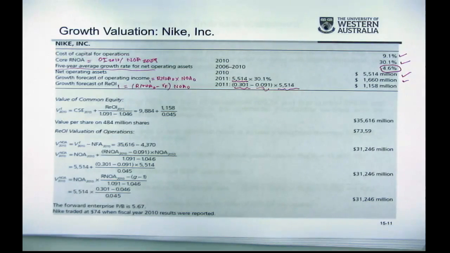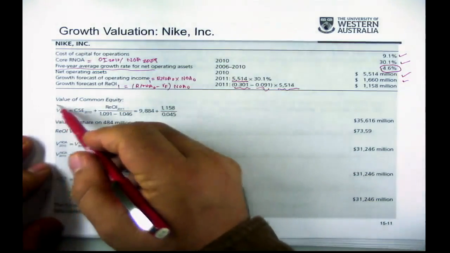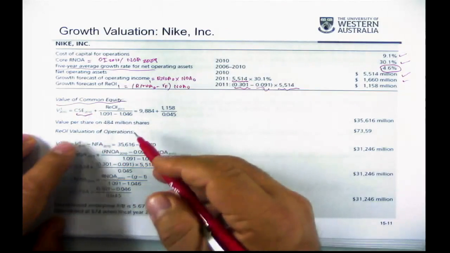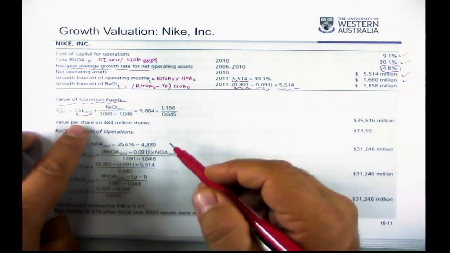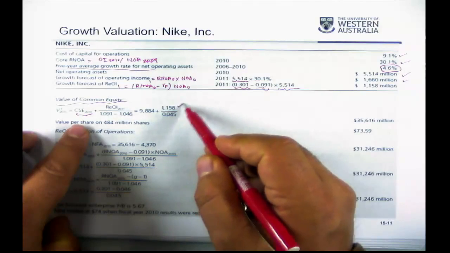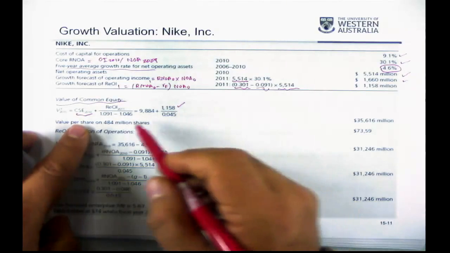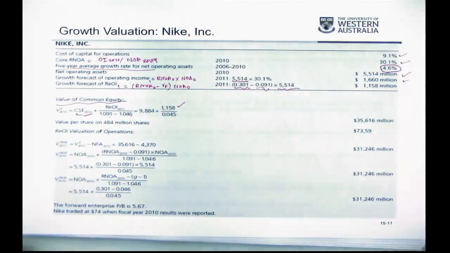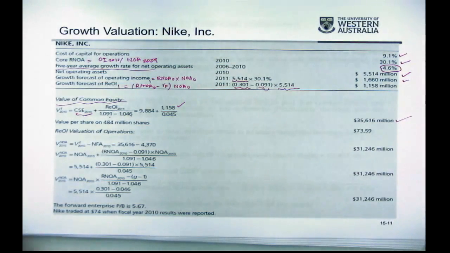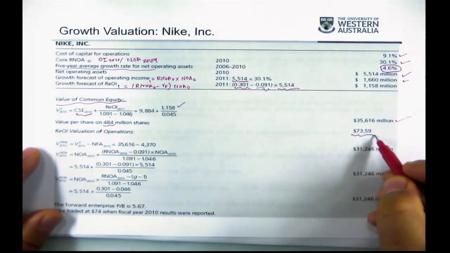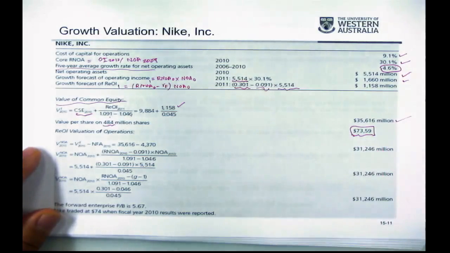According to this assumption, the value of the common equity is equal to the book value in that year plus the capitalized residual operating income. We take the expected residual operating income in 2011, we divide it by the difference between the cost of capital and the growth rate, and this gives us the value of equity. We divide this by the number of shares outstanding and we get this value. This is the value per share.